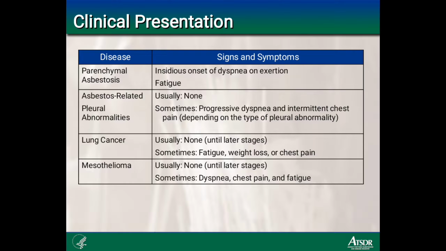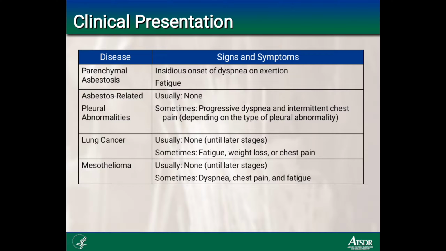We have clinical presentations here. On the one side, we have diseases, and on the other, signs and symptoms. So we're going to see parenchymal asbestosis. The signs and symptoms for this disease are insidious onset of dyspnea on exertion and fatigue. Secondly, we have asbestosis-related pleural abnormalities. We don't usually have any signs and symptoms for this, but sometimes we have dyspnea and intermittent chest pain.